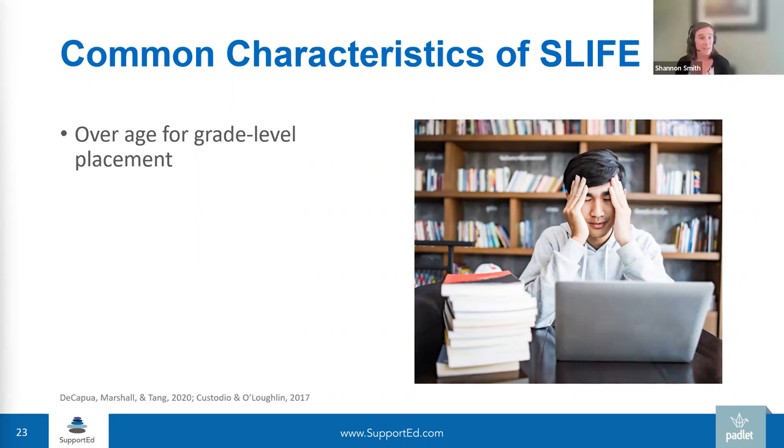A SLIFE student may be placed in ninth grade because of high school credits, maybe not having the academic credits, but we have to make sure that we're taking into consideration that they have academic needs, but may also need sufficient time to interact with their peers their own age.